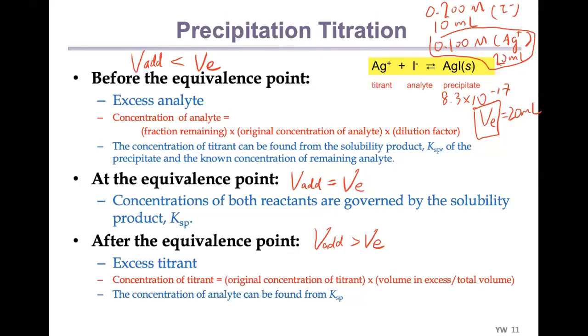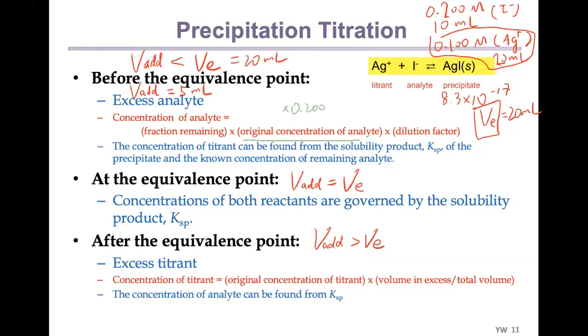Let's take this one as an example and assume that we added 5 milliliter, okay? Well, the VE should be 20, okay? But in this case, we added 5 milliliter, right? The original concentration of the solution of the analyte is 0.200 molarity, okay? Now, what is the fraction of remaining?